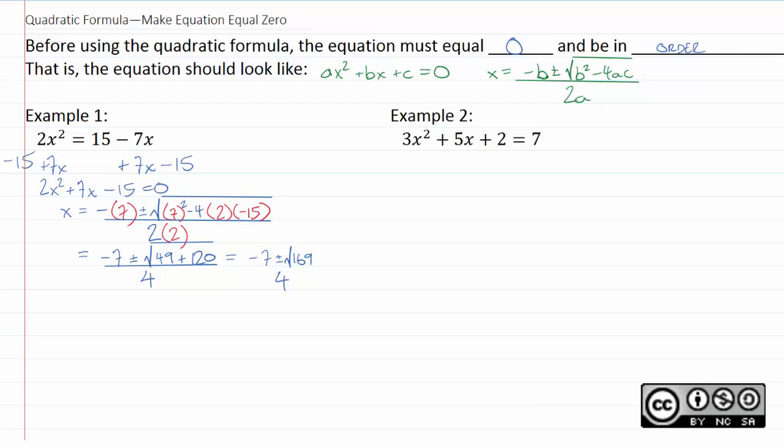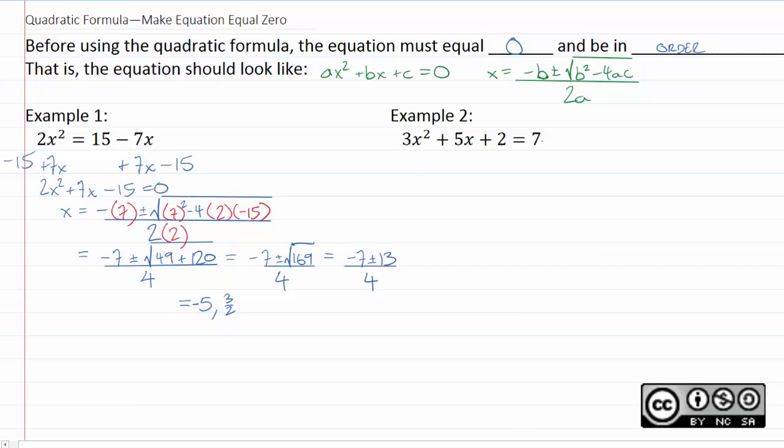Well, fortuitously, 169 has a nice square root. It is 13 exactly. After this step, we will have negative 7 plus or minus 13 all over 4. And again, to cap this off, when your answers are nice like this, you do need to actually calculate both answers. Well, negative 7 minus 13 over 4 is negative 20 over 4, which is negative 5. Negative 7 plus 13 over 4 is 6/4, which reduces to 3/2. So you have negative 5 and 3/2.